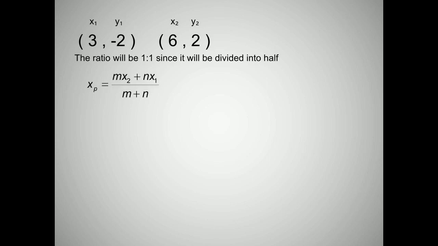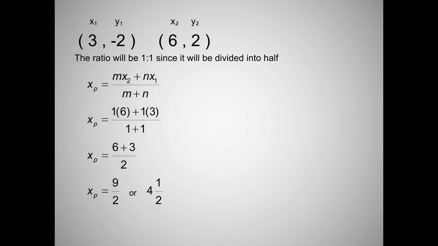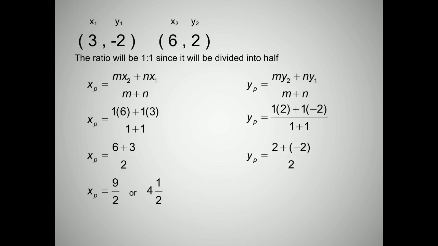We will use the formula and substitute the values, and it will become 1 times 6 plus 1 times 3 over 1 plus 1. Then it will be 6 plus 3 over 2. Then the answer will be 9 over 2 or 4 and 1/2. For the y sub p, we will use the formula and substitute the values again, so it will become 1 times 2 plus 1 times negative 2 over 1 plus 1. Then it will be 2 plus negative 2 over 2. Then the answer will be 0 over 2 or 0.